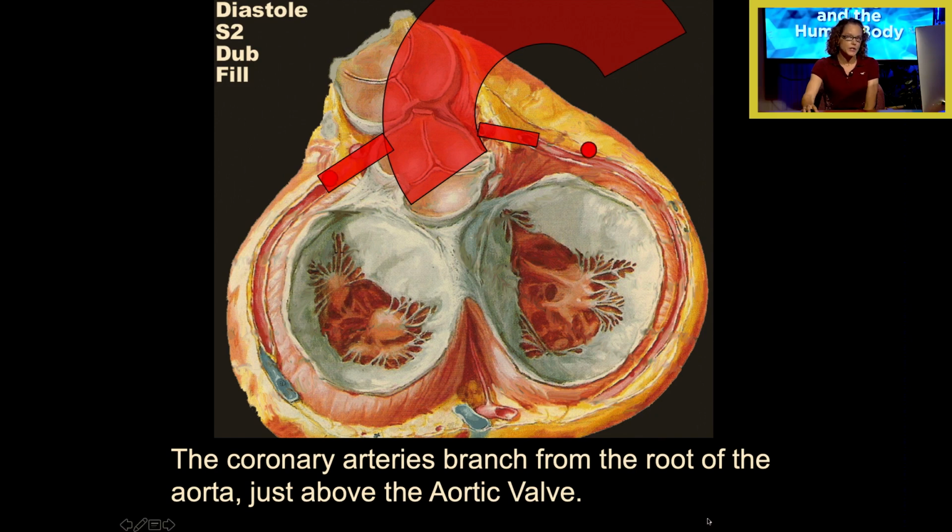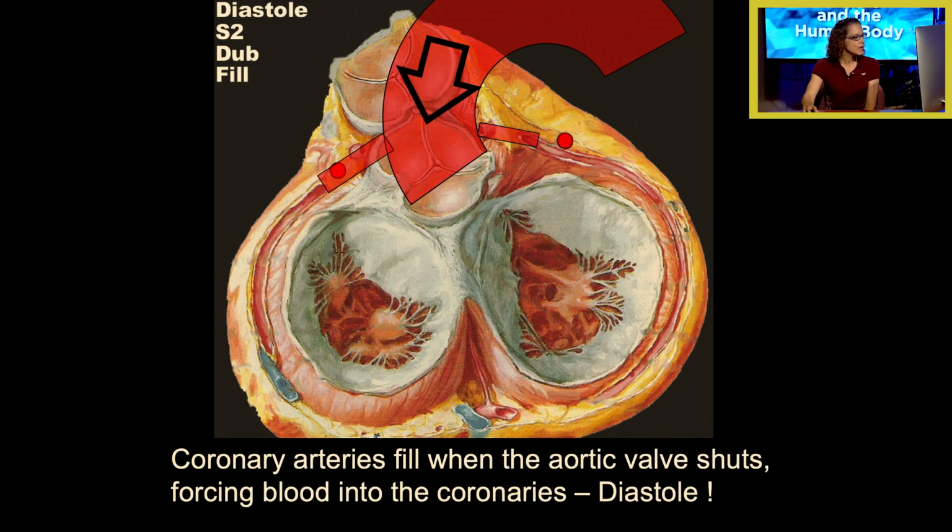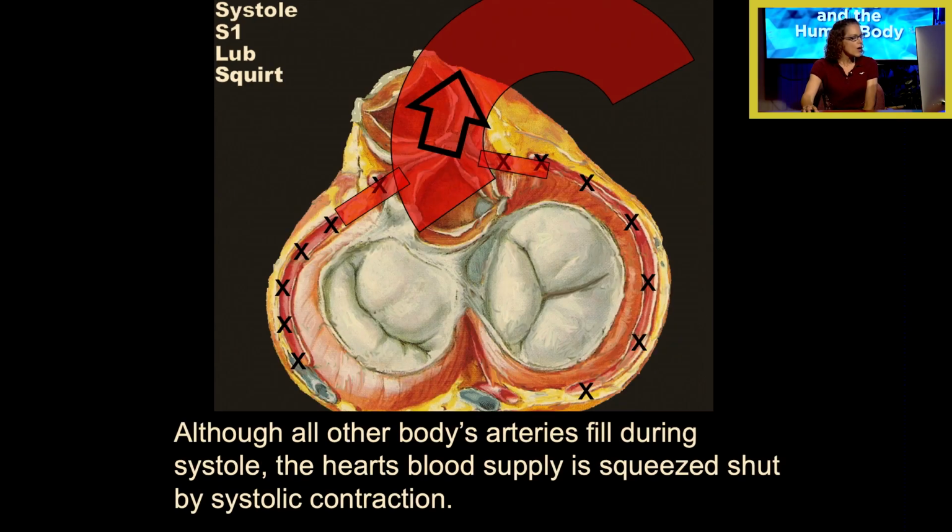The coronary arteries branch from the root of the aorta, just above the aortic valve. The coronary arteries fill with aortic blood at a time when it's trying to flow back into the left ventricle. This is during diastole. The coronary arteries fill when the aortic valve shuts, forcing blood into the coronaries. Although all other bodies' arteries fill during systole, the heart's blood supply is squeezed shut by systolic contraction.